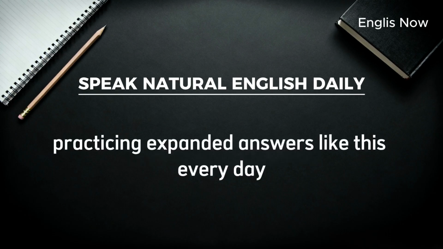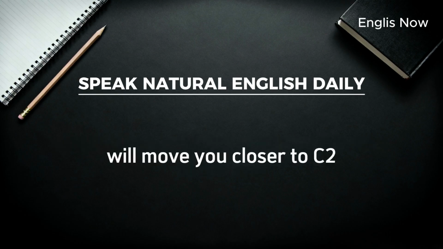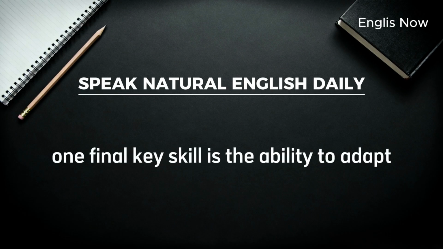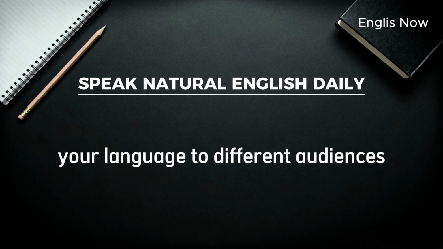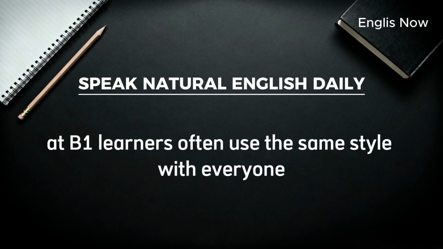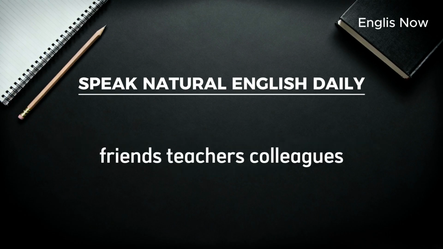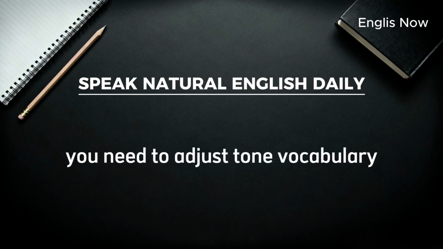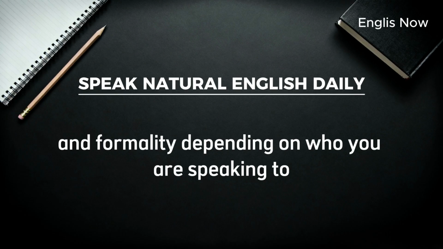Practicing expanded answers like this every day will move you closer to C2. At C2 fluency, one final key skill is the ability to adapt your language to different audiences. At B1, learners often use the same style with everyone: friends, teachers, colleagues. At C2, however, you need to adjust tone, vocabulary, and formality depending on who you are speaking to.